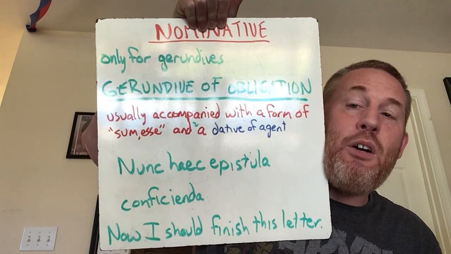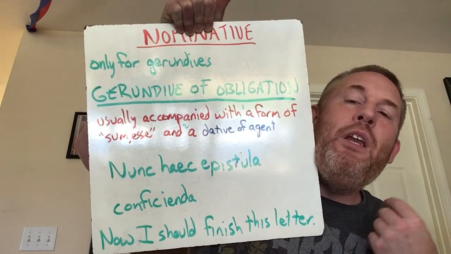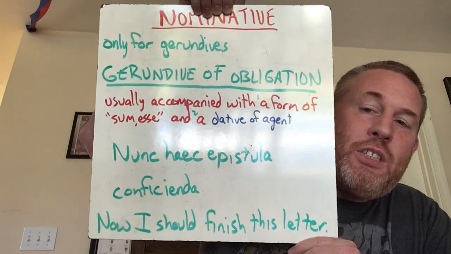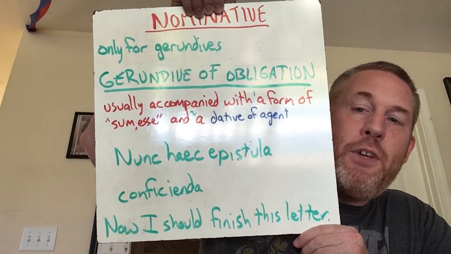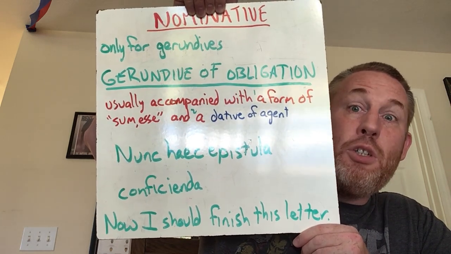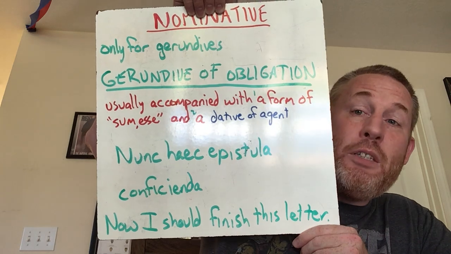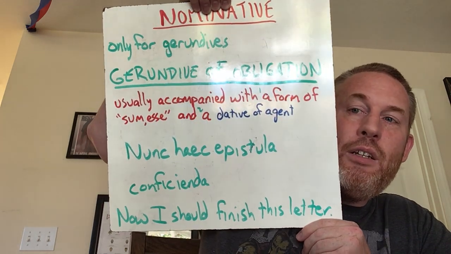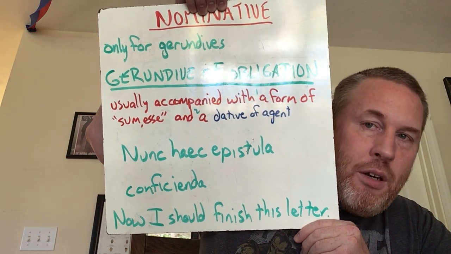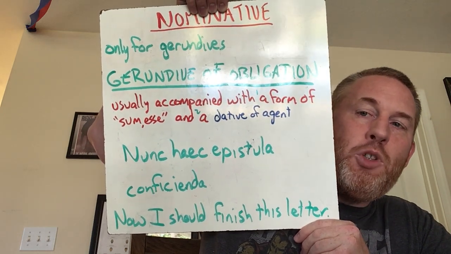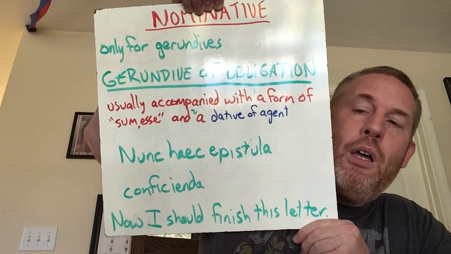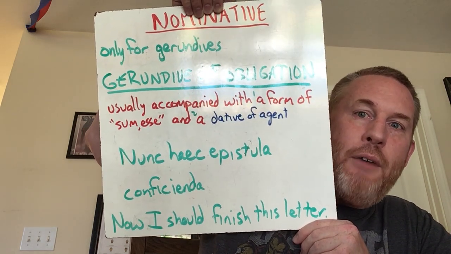Nunc haec epistula conficienda. Now, we don't necessarily know who must finish it, but it would just change the translation a little bit. So instead of now I should finish this letter, you could say now we have to finish this letter, or now this letter should be finished. Any number of possibilities, but you can actually just do it like that. So that's why I said it's usually accompanied with either a form of sum esse or a dative of agent, or both. But you don't actually have to have all of them in.